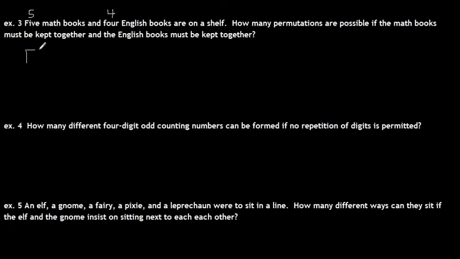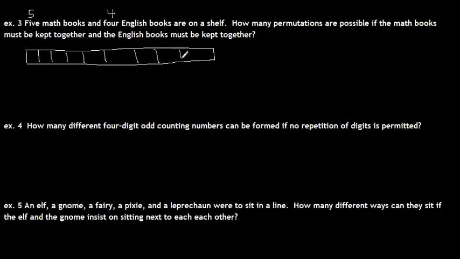So here we go. We've got to make our blocks. I don't know if this is going to work or not, but we have 5 math books: 1, 2, 3, 4, 5. And the English books are much bigger: 1, 2, 3, 4.